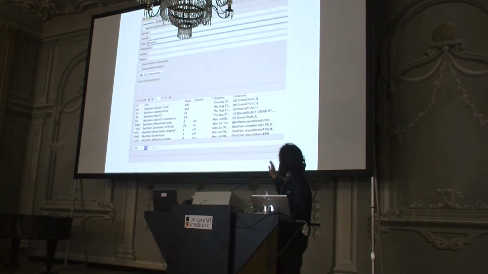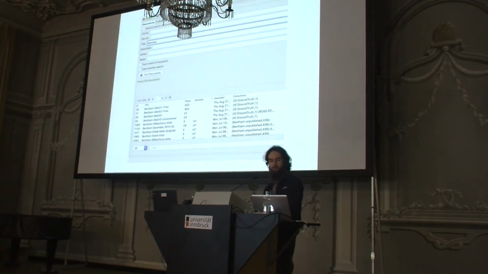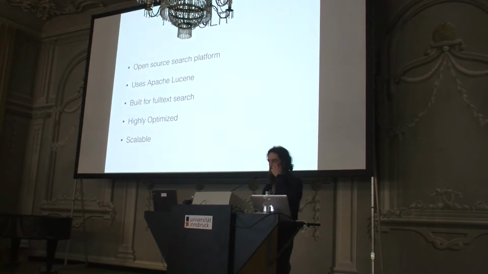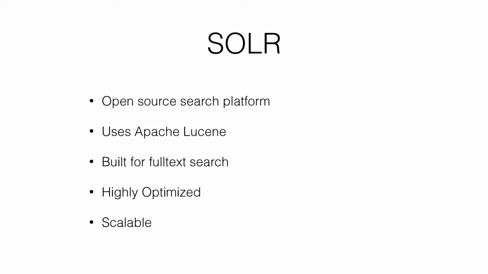The problem with this very basic database search is that in principle you could also search text with it, but it is very slow. So you probably grow old before you find any reasonable results. And that's why we actually looked at a more efficient implementation. And what we ended up with is called Solr.